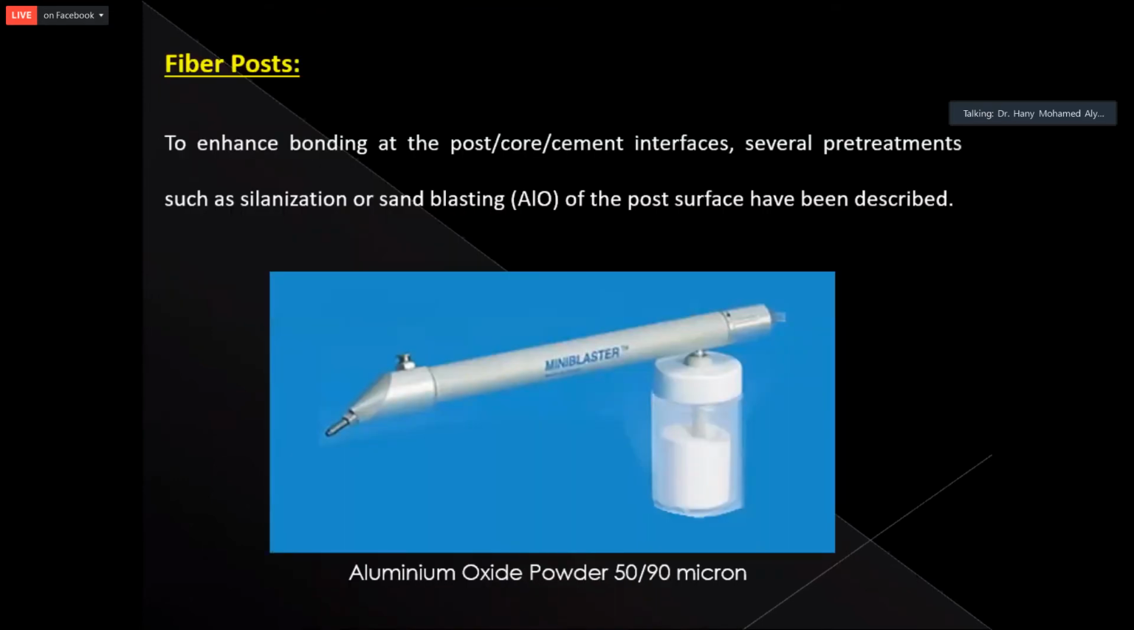Sometimes also there is some sort of sandblasting can be done, or salinization on the post head, in order to increase the bonding between the post and the core and the cement. Sometimes also treatment of the post may enhance the bonding between the post and the core or the cement.